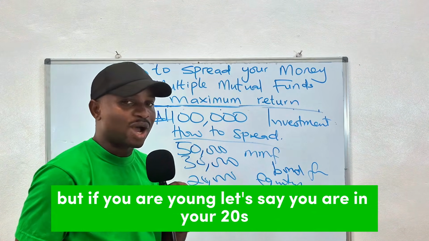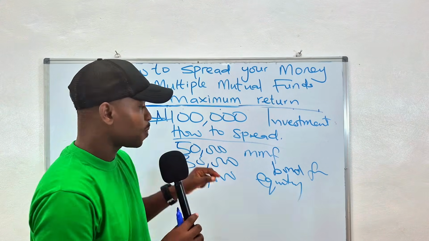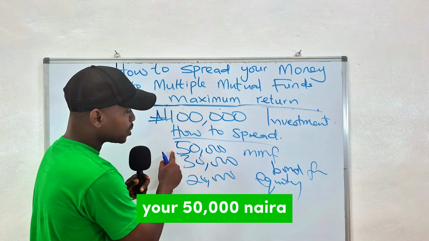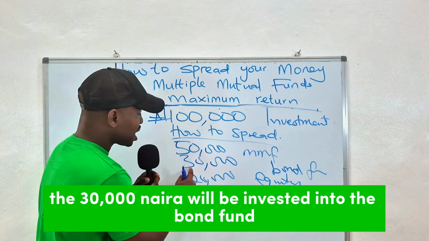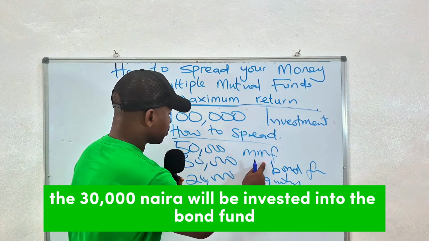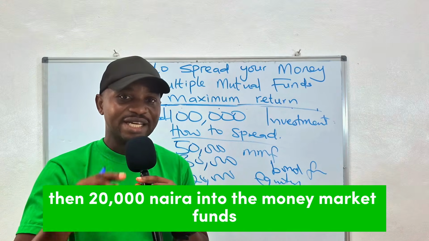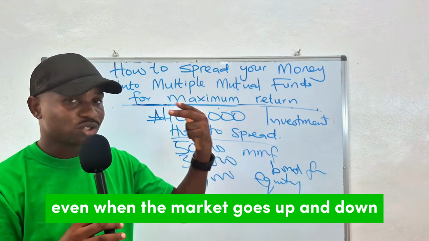But if you are young, let's say you are in your 20s or 30s, you need to change how you split this 100,000 naira. Maybe your 50,000 naira will be invested into equity mutual funds. The 30,000 naira will be invested into the bond fund. Then 20,000 naira into the money market fund. This makes your investment smooth, even when the market goes up and down.